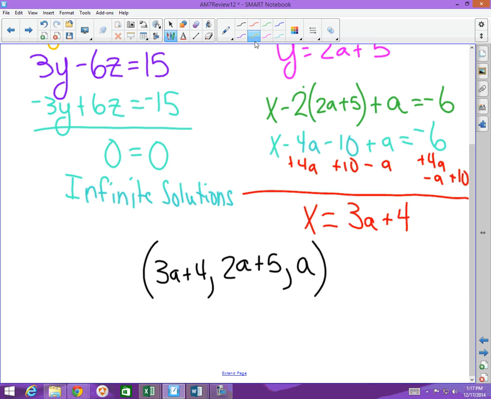Now what that says is that any value you pick for a, say 10, then this one becomes 25, and this one becomes 34. There is a coordinate that is part of the infinite solutions.